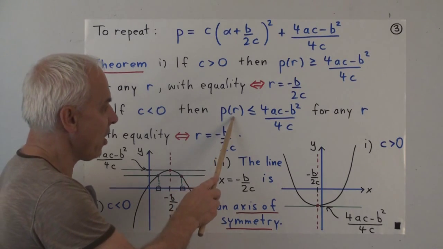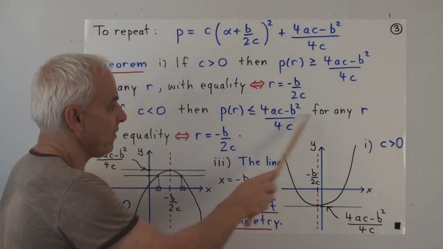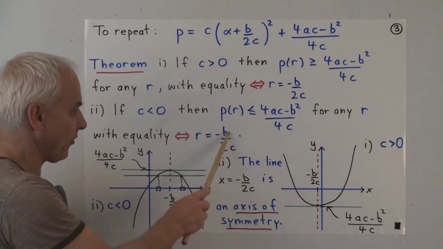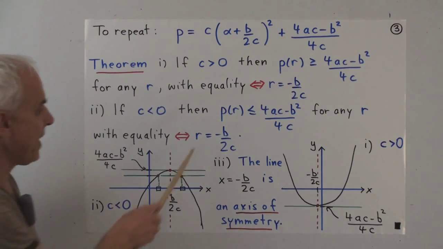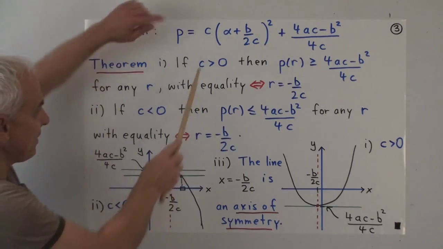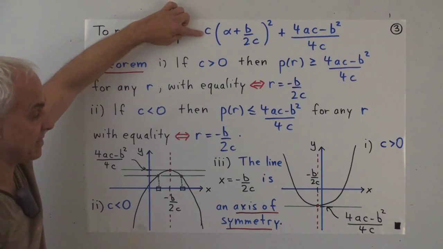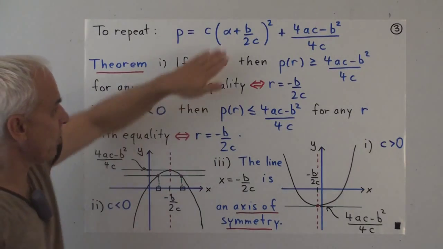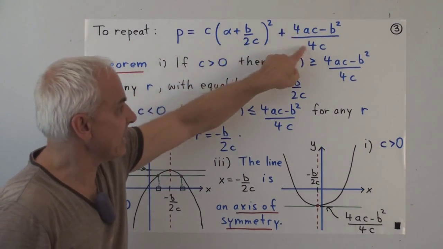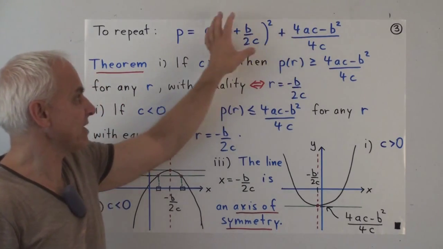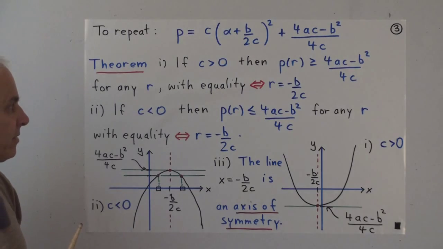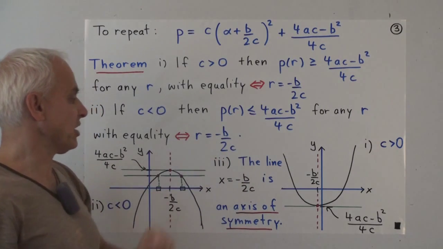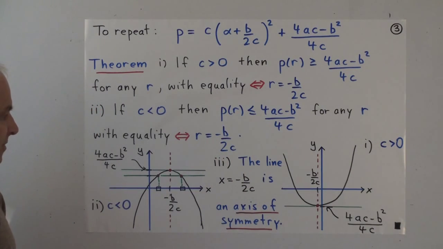Then the claim is that p of r is less than or equal to this quantity for any r. And again, equality happens exactly in the same situation, when r equals minus b over 2c. And that's again a consequence of this formula, because if this term here is now negative, less than 0, and this is always positive, then the product will still be negative. And so we always get here as a total something which is less than or equal to this, because it's this plus something negative, so it's always going down. And it doesn't go down, we have equality, precisely when this is 0, and that's the same condition as previously, when r is minus b over 2c.